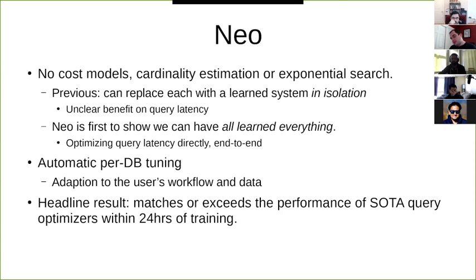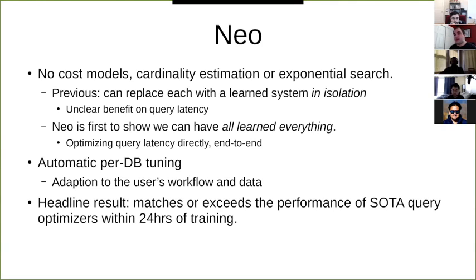The high level overview of it is that we do not use any hand-tuned cost models, polynomial or otherwise. We do not do any explicit cardinality estimation whatsoever, and we do not do any kind of exponential search. Prior to NEO, we saw with cardinality estimates that you could replace each component of a query optimizer with a learned system in isolation, but doing that didn't really have a super clear benefit on query latency. We think that NEO is the first system to show that you can have an end-to-end learned query optimizer throughout the whole thing.